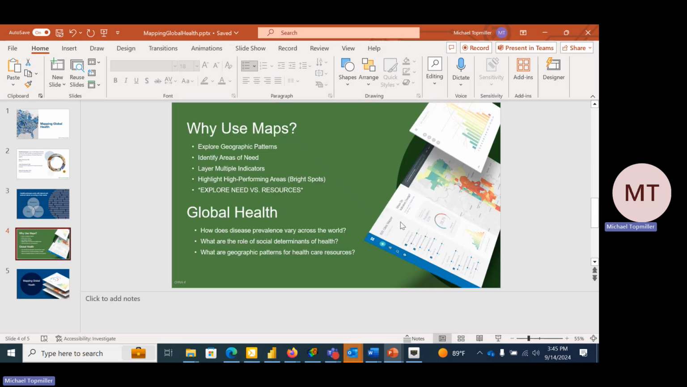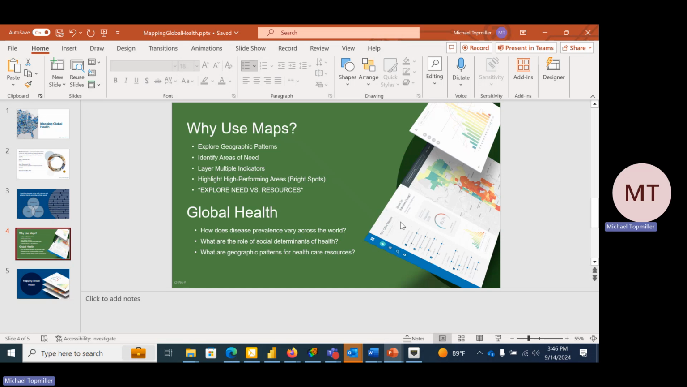Now, why use maps and why is it important for global health? So maps are used for lots of different things, but you can see the various categories here. So exploring geographic patterns, which is important for looking at infectious disease, chronic disease, other kinds of health outcomes, identifying areas of need, layering multiple indicators, looking at can we look at some kind of health outcome at the same time as healthcare resources, also for highlighting high performing areas. But I'd say the biggest thing that we use it for, and we're going to focus on in most of this discussion today, is exploring need versus resources. So looking at those two things simultaneously.